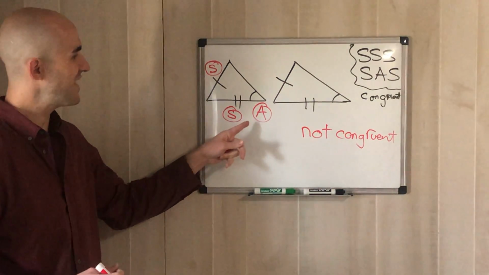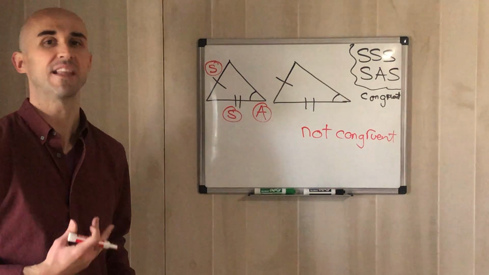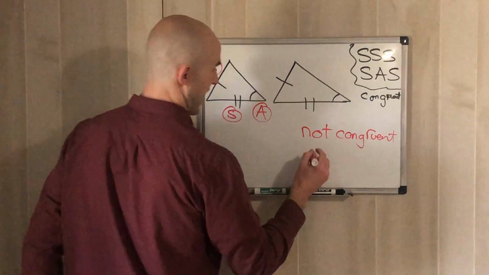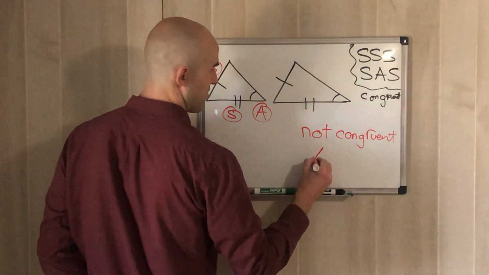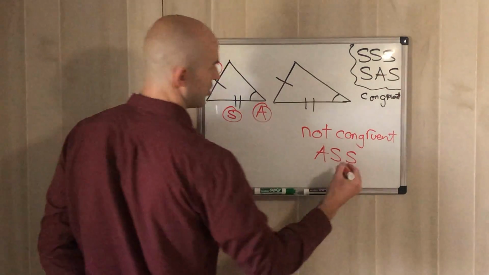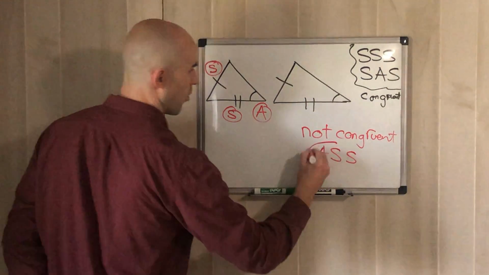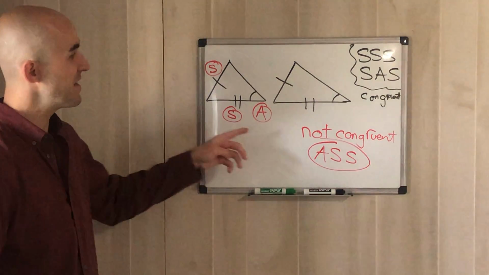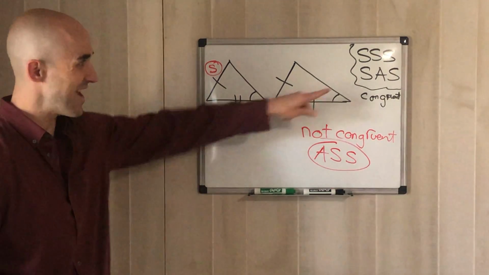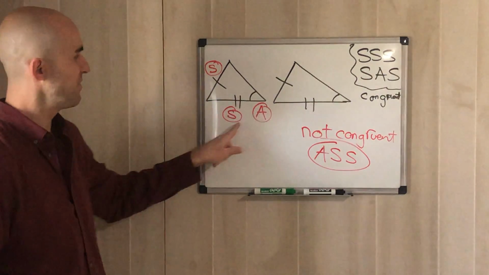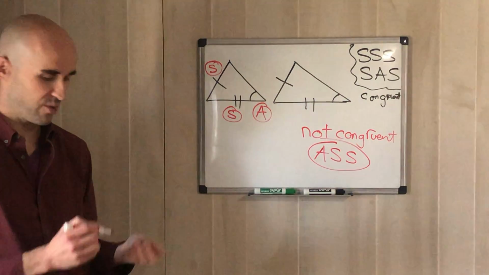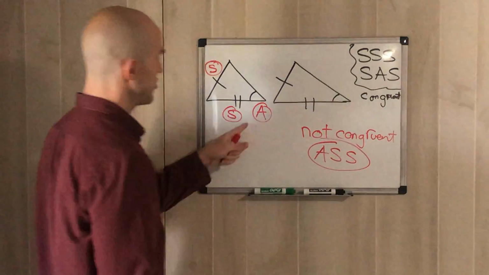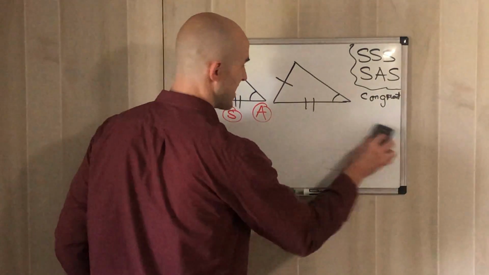For it to be SAS, the angle needs to be between the sides. And when it's not between the sides, it's not congruent, because instead it would be an angle and then the two sides. And then again, whenever it's ASS, guys, it's not congruent. For it to be congruent, it has to be SAS. The angle has to be between the sides. So always be careful with that, guys. If it's SAS, make sure the angle's always between the sides.